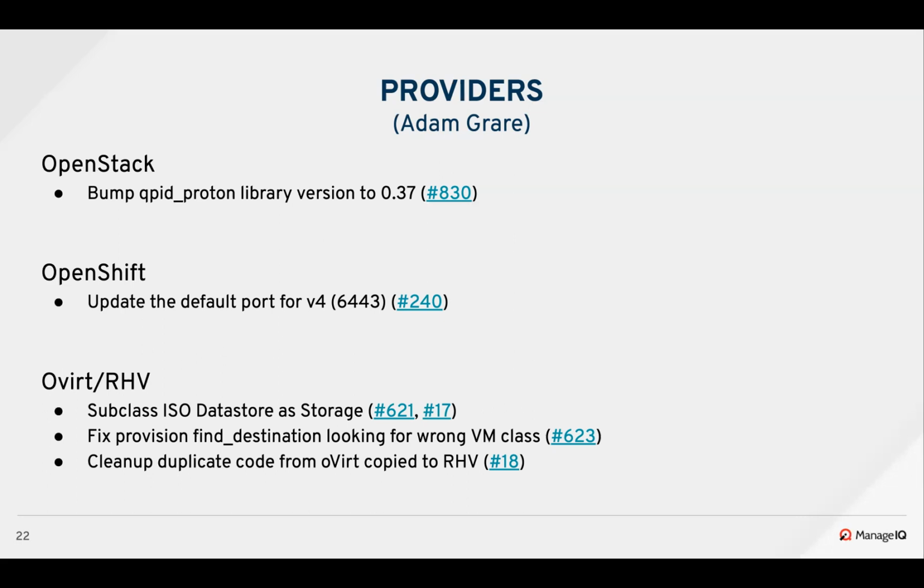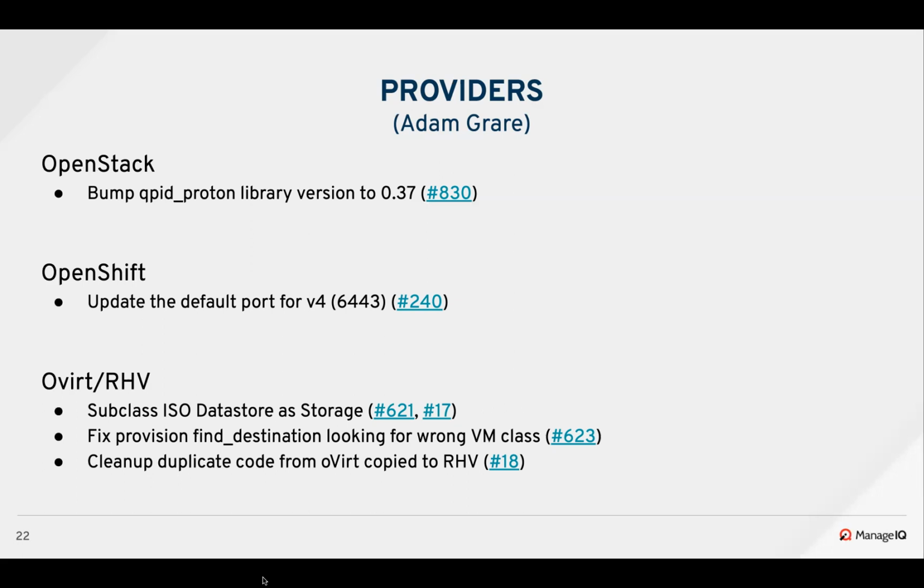So for RHV and oVirt this sprint, the two PRs here move the ISO data store subclass into the providers so that they can be used. And they're actually now refreshed as part of the standard inventory collection, where previously you had to explicitly create one. And so now we'll pick them up automatically. So Nasser knocked both of those out, which is great.